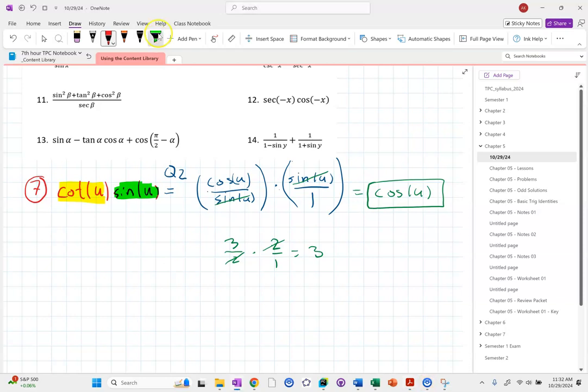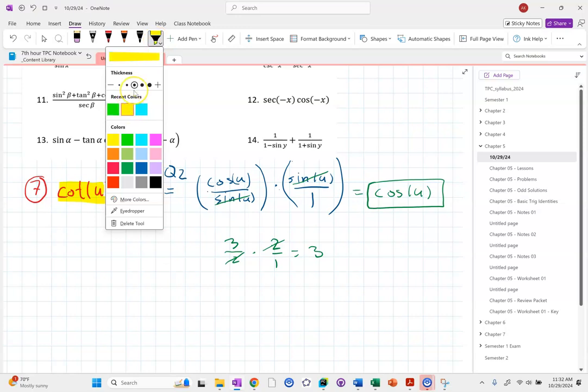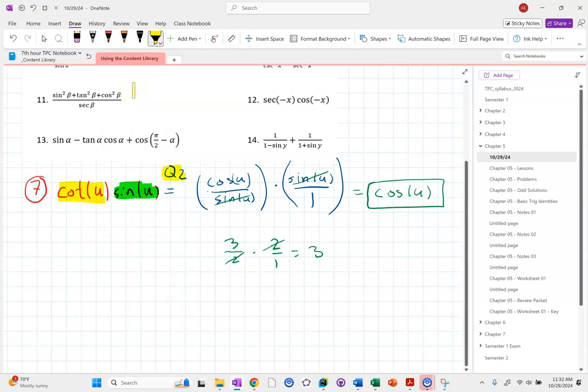So I want to do that. What Nick did was he used Q2 to replace cotangent with cosine over sine. So if you look at your identity sheet and you find Q2, it says that cotangent is equal to cosine over sine. So you replace the cotangent with cosine over sine. Oh, okay. Do you see it now? Okay. That was the issue? You feel better? All right. Let's go to the next one then.